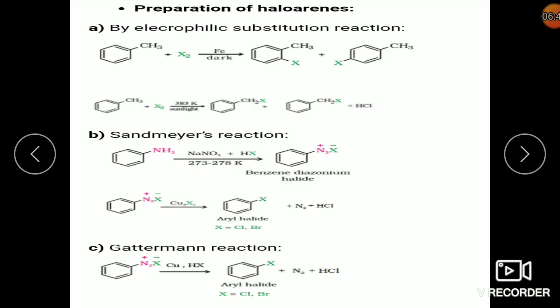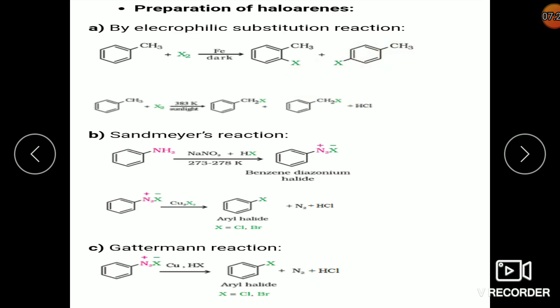Next is the preparation of haloarene. Now haloarene preparation we can do with the electrophilic substitution reaction. So we'll start with toluene. You'll treat it with halogen X2, any halogen, along with a promoter or catalyst, iron, in dark, in absence of sunlight. Then we get 2 derivatives, one ortho and one para product.